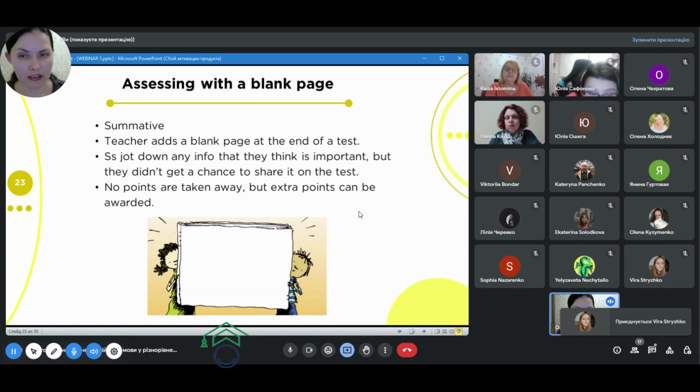You do not take away any points, but you can award some extra points for the information they decided to share with you on this blank page. Why not? That's a good idea for more advanced students.